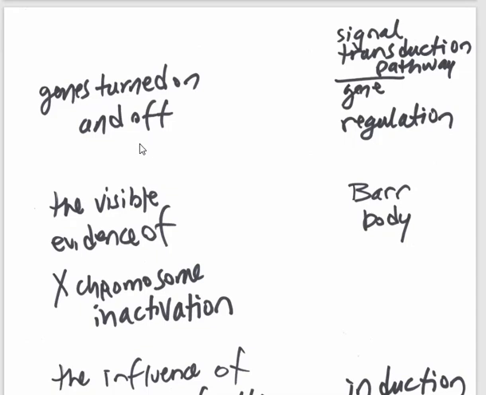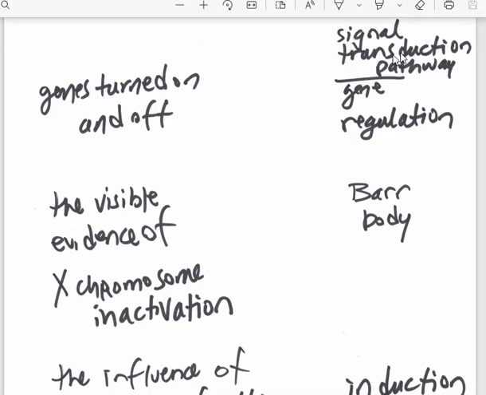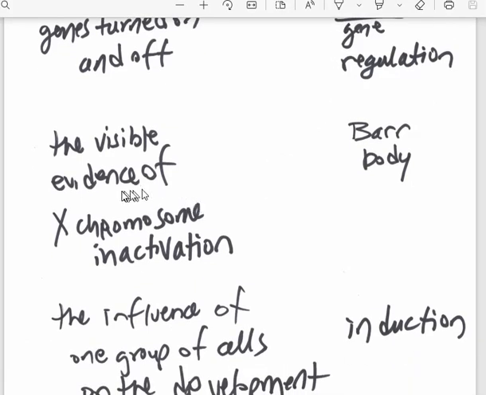What is it called when genes are turned on and off? It's called this, and it's done through a signal transduction pathway. This is kind of interesting.